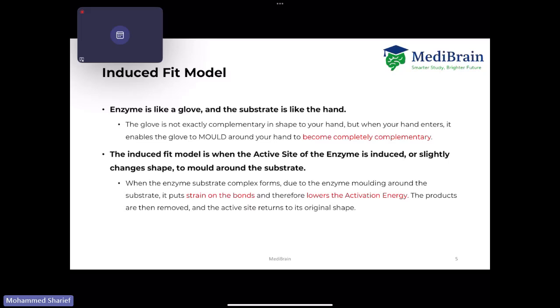Anyway, the reason why is because the glove is like the enzyme. Our hand is the substrate. We are putting it into the glove, and initially it's not complementary. However, the glove will change shape, it will move, it will become larger or smaller, and it will sort of wrap around your hand and it will become complementary to your hand. And that's basically the analogy to remember the induced fit model.